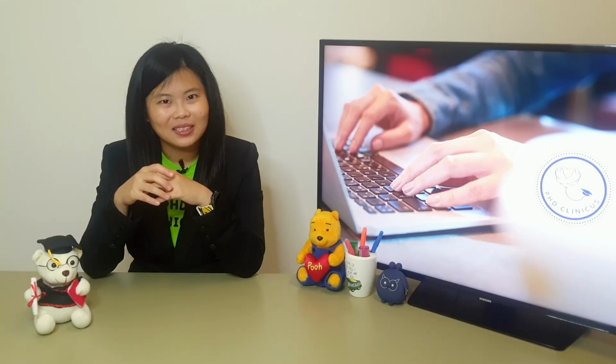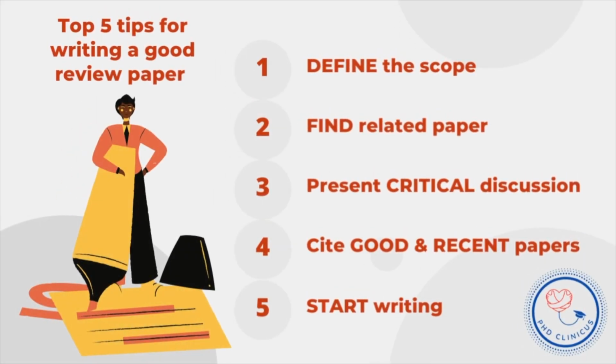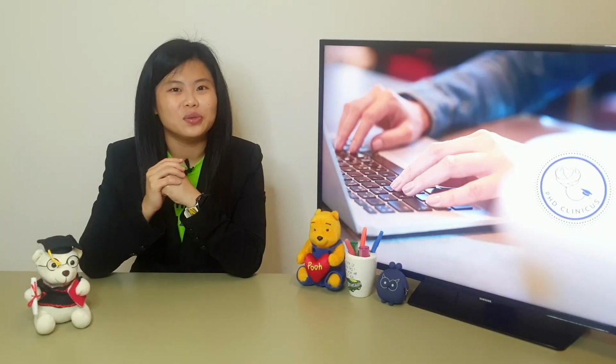To conclude, the top 5 tips for writing a good review paper are: 1. Define the scope. 2. Find related papers. 3. Present critical discussion. 4. Cite good and recent papers. And 5. Start writing. That's all from me. Hope these 5 tips will be useful to you.